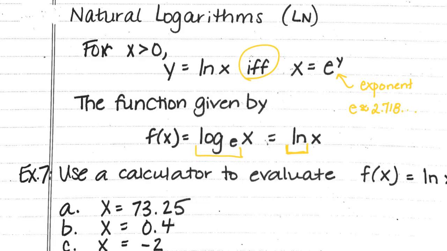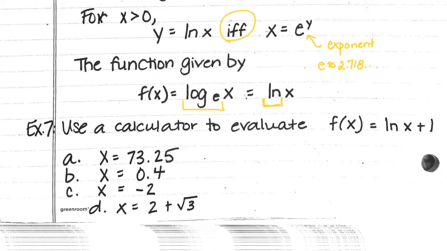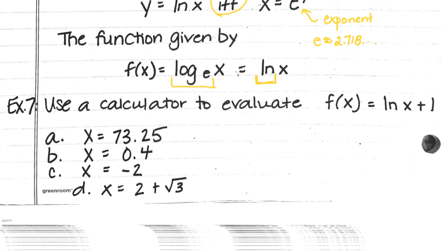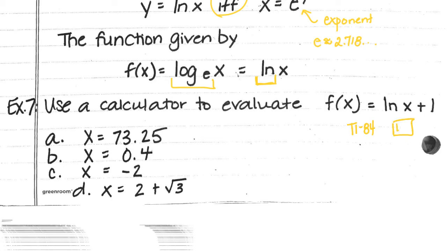The first one says to use a calculator to evaluate, and they're giving you ln of x plus 1. Remember, on your TI-84, the LN button is next to the number 4. So push pause and put all these in, and I'm going to put in the answers as well.